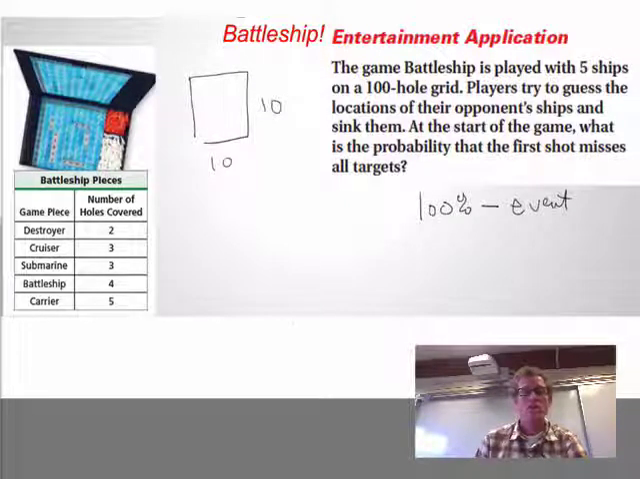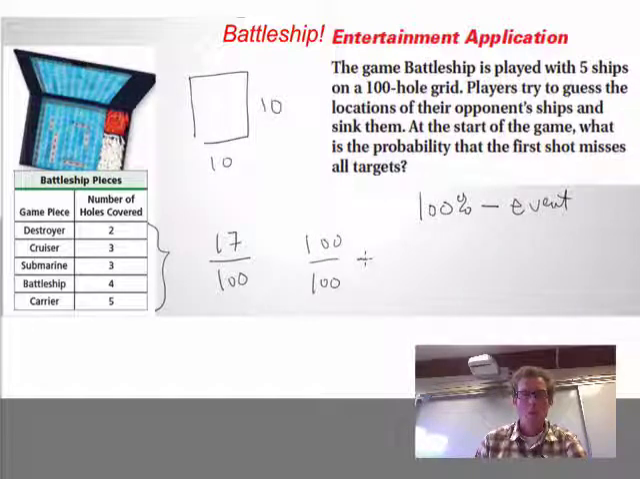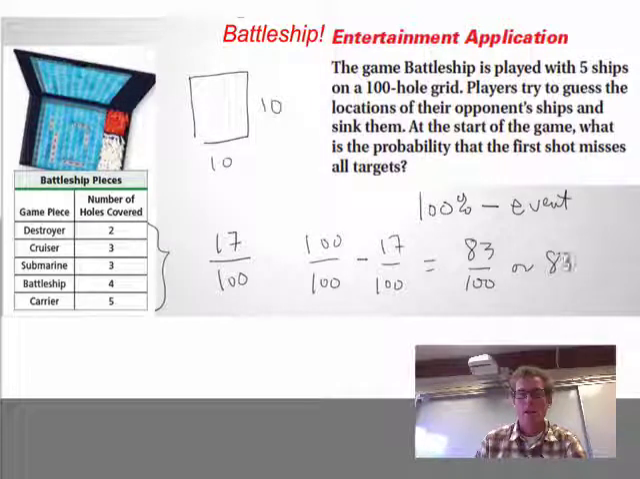Okay, so in total we have 100 squares, and so we know that our denominator, which is all the possible events, is going to be 100. And then the number of holes covered, well, if we add all of these up here, 2 plus 3 plus 3 plus 4 plus 5, that should give us 17. That's the likelihood that I'm going to hit something. And so what I'm going to do is 100% minus 17 over 100. And the likelihood that I miss something is going to end up being 83 over 100, or 83%.